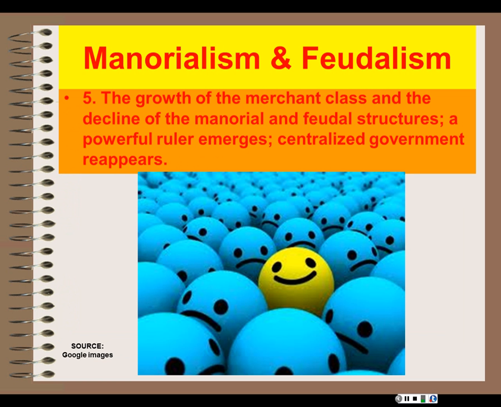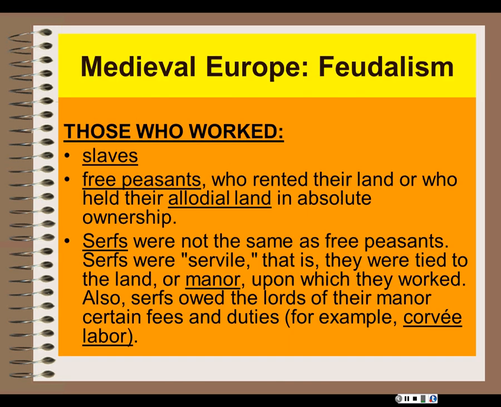Now eventually, all of this will correct itself. The merchant class will grow, these manorial and feudal structures will decline, a powerful ruler will emerge, and a centralized government will reappear. And that happens after Rome, it happens in medieval Europe, and then medieval Europe falls apart internally and externally, and invaders, barbarians come in, and then things are rebuilt.